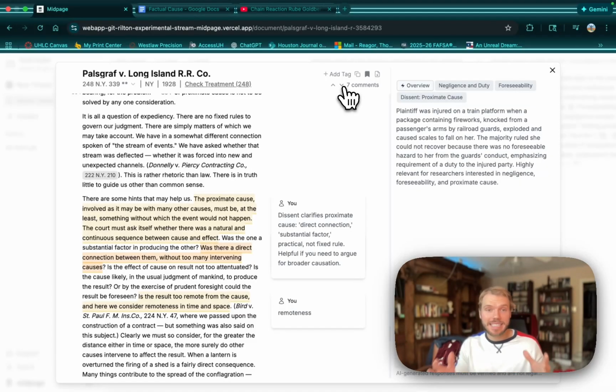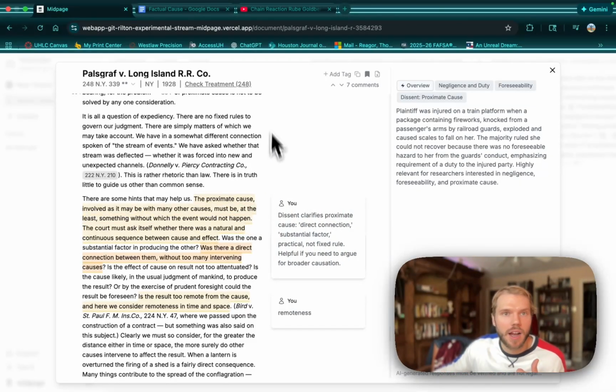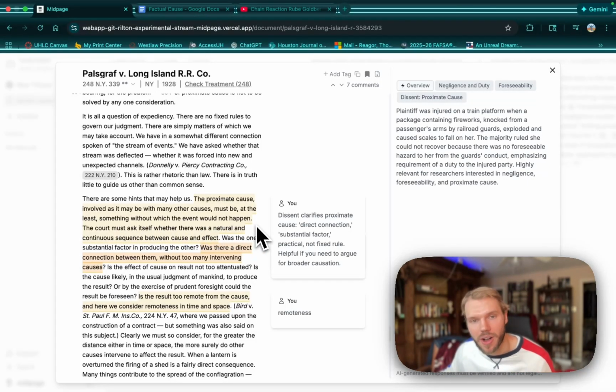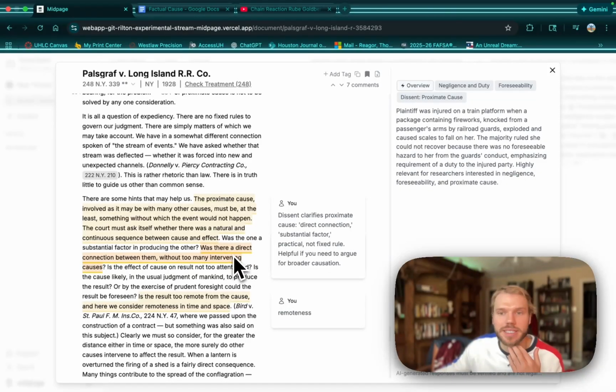All right, so this next comment that I have highlighted here is going to discuss proximate cause, remoteness, continuous sequence of events, directness, and all these things just within this first paragraph here. So here it discusses that proximate cause involved, as it may be with many other causes, must be at the least something without which the event would not have happened, that being a but-for cause. So we already know the but-for cause to exist, but now we're going to move on and go a little bit deeper into our analysis, that being the remoteness, the directness, etc.